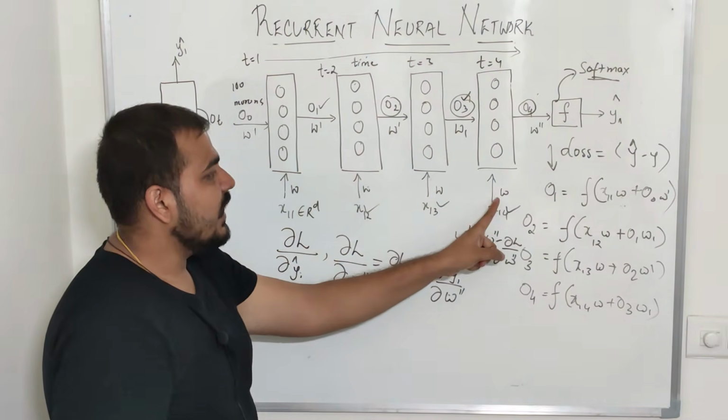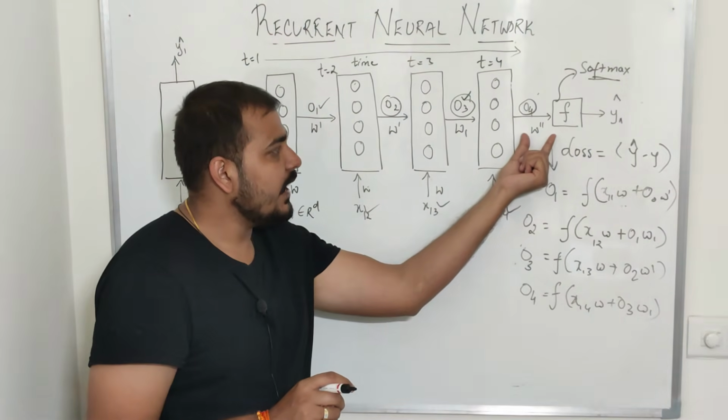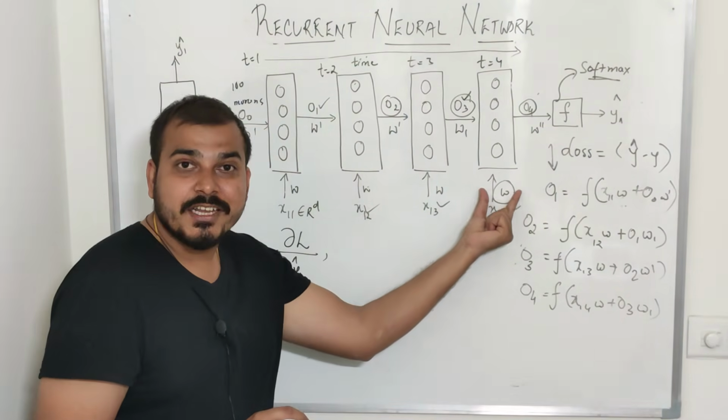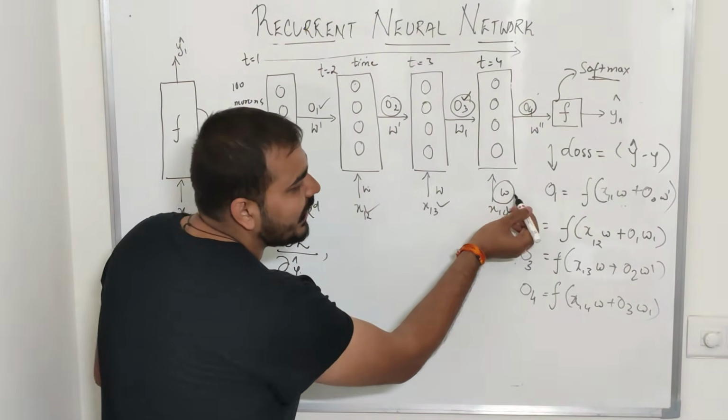This is w dash and this is w. Now we have actually found out the derivative of w double hat, right? Now we'll try to find out the derivative of w because we need to update this also. Now understand guys, how do we update this?